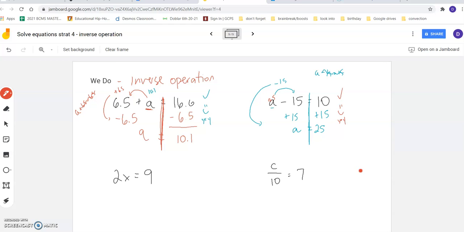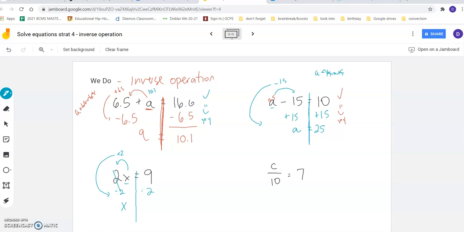Okay, two to go. Hang in there, almost there. Hopefully you're getting the hang of this. So this one, 2x equals 9. What's happening to my variable? It's being multiplied by 2. The inverse operation of multiplying by 2 is dividing by 2, because x times 2 divided by 2, those undo each other, and I'm left just with the x.